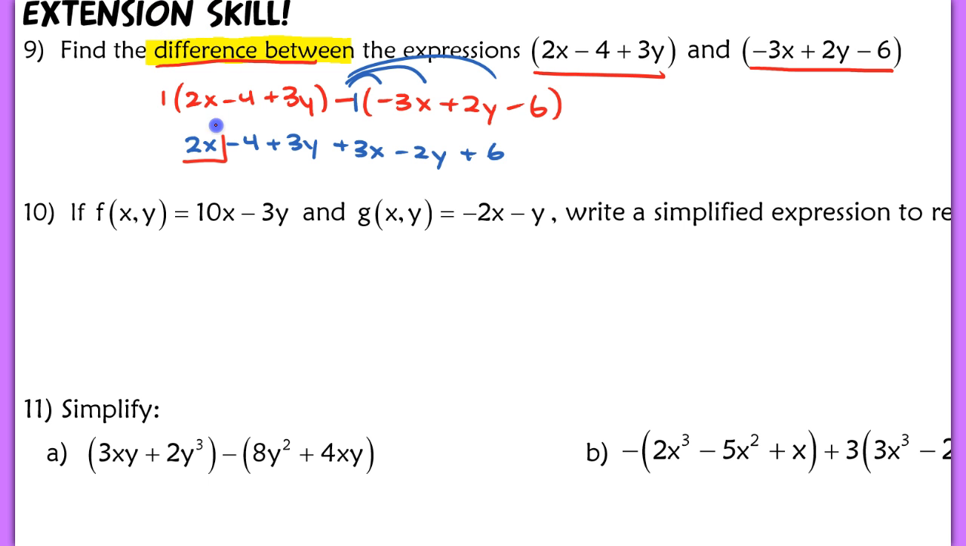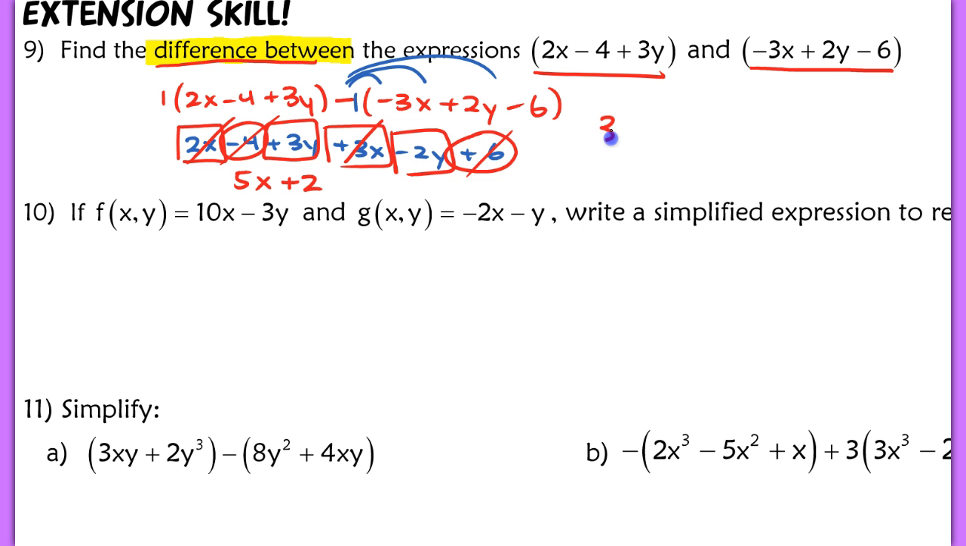So I see I have 2x and a positive 3x, which I'll type in my calculator as 2 plus 3. That gives me 5x. Then I have this -4 and a positive 6. -4 plus 6 gives me positive 2. Then I'm left with the y's here, so I have a positive 3y and a -2y. I'll type 3 minus 2 in my calculator and I get 1. So that gives me 1y, which I'll just write as plus y.